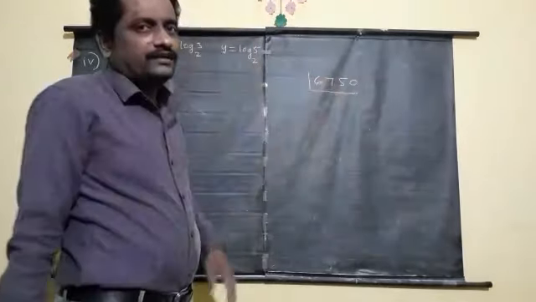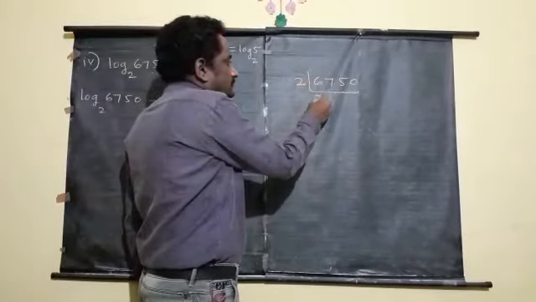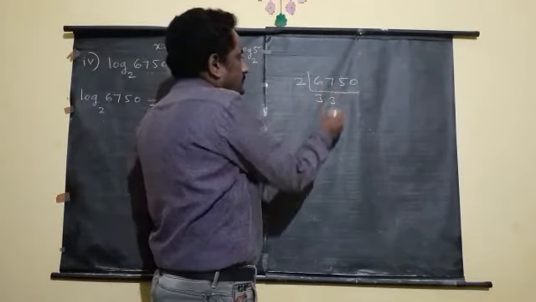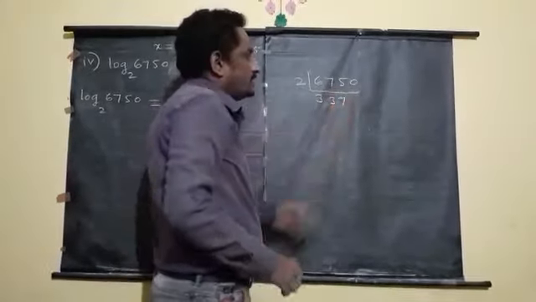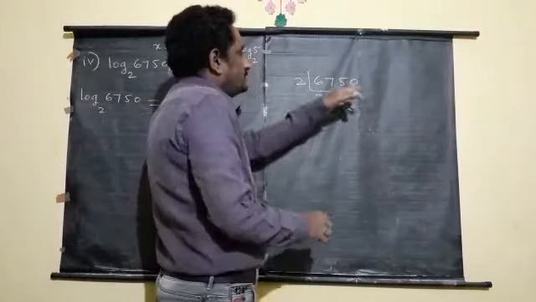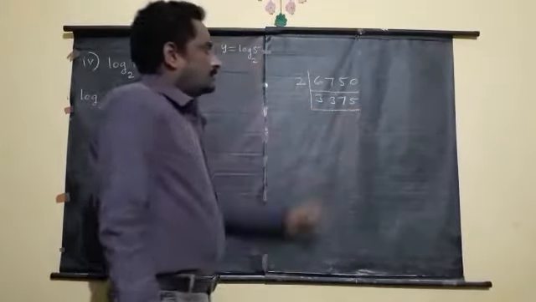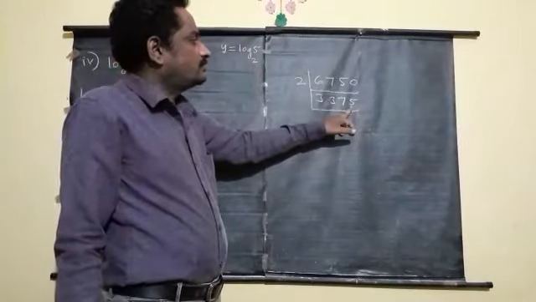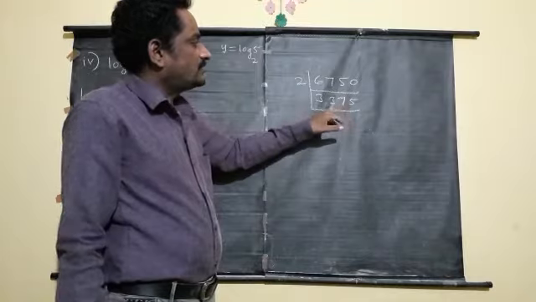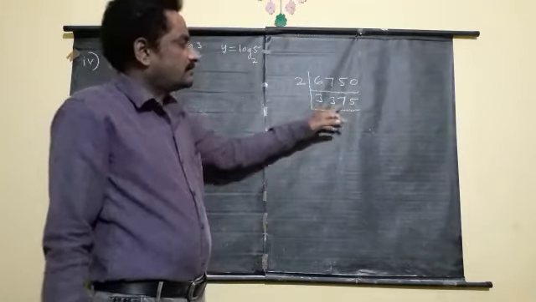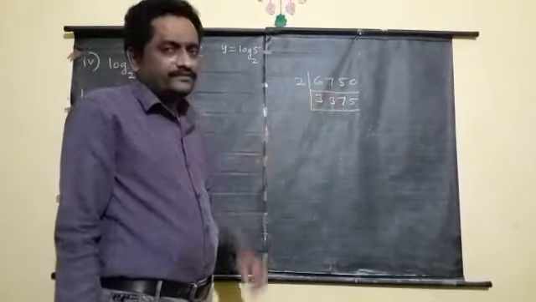Since the last digit is 0, we can divide by 2. 2 3s are 6, 1 remains, 15. 2 7s are 14, 1 remains, 10. 2 5s are 10. Now the last digit is 5, so it is not divisible by 2. Then go to 3. 5 plus 7 is 12, 12 plus 3 is 15, 15 plus 3 is 18. The sum of the digits is 18, which is divisible by 3. 3 6s are 18, so this number is divisible by 3.